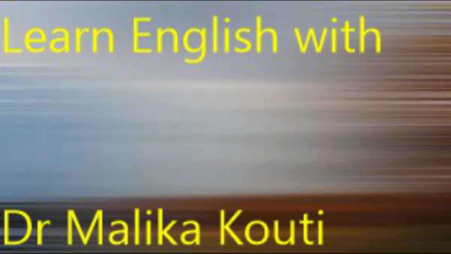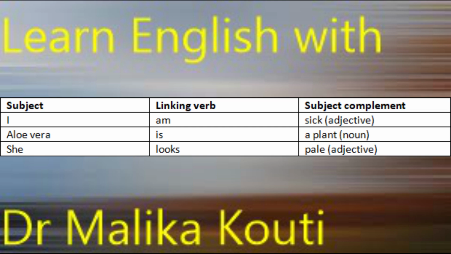Good. Let's put these sentences in a table. So we have subject, linking verb, subject complement. So I, subject, linking verb and sick, which is the subject complement, it is an adjective. Aloe vera is the subject, is the linking verb. A plant, it is a noun and is a subject complement. She looks pale. Subject is she, and looks is the linking verb. Pale is the subject complement and is an adjective.